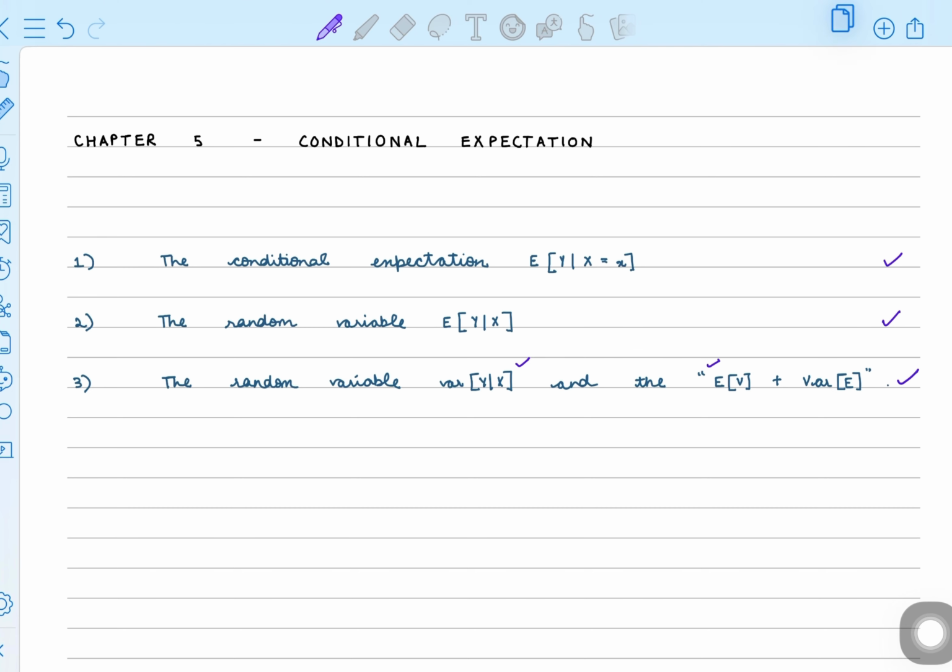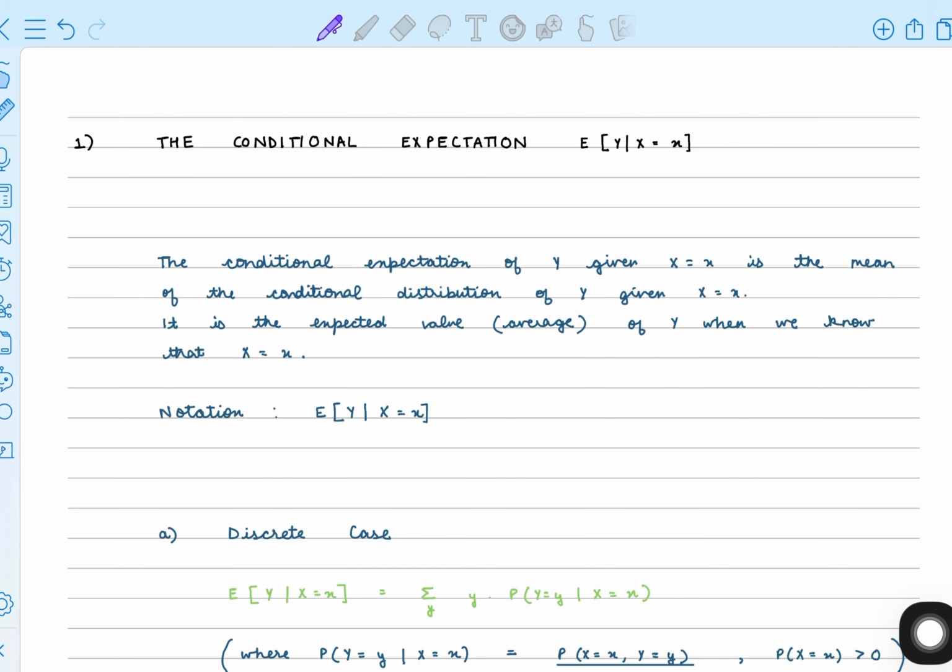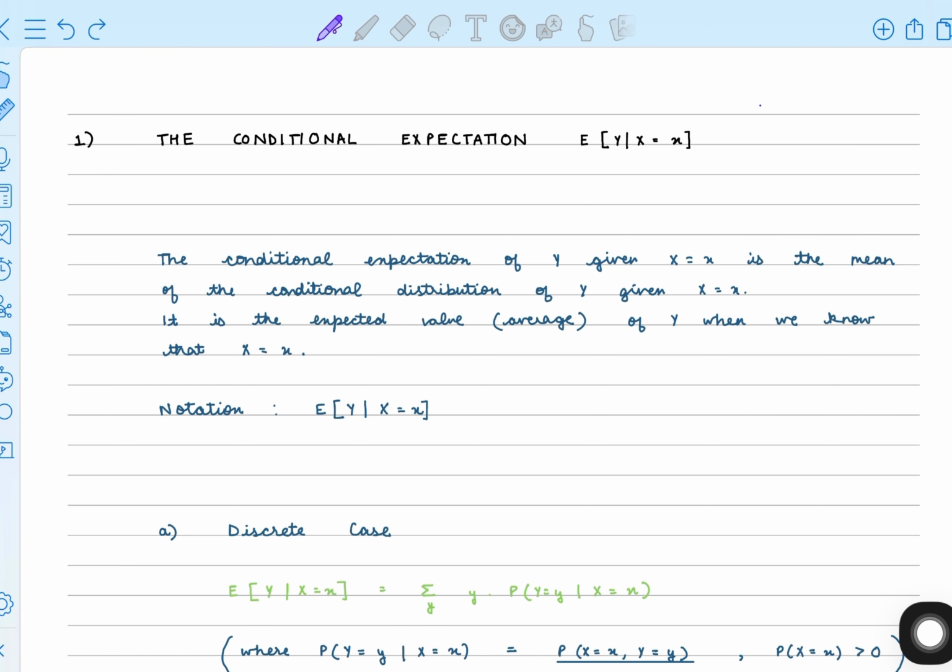Before we begin, let's quickly recall what we learned in Chapter 4, that is, joint distributions. In Chapter 4, we studied how two random variables x and y behave together. Under this, one of the many topics that we discussed was the conditional distribution of the random variable y given the value of the random variable x.